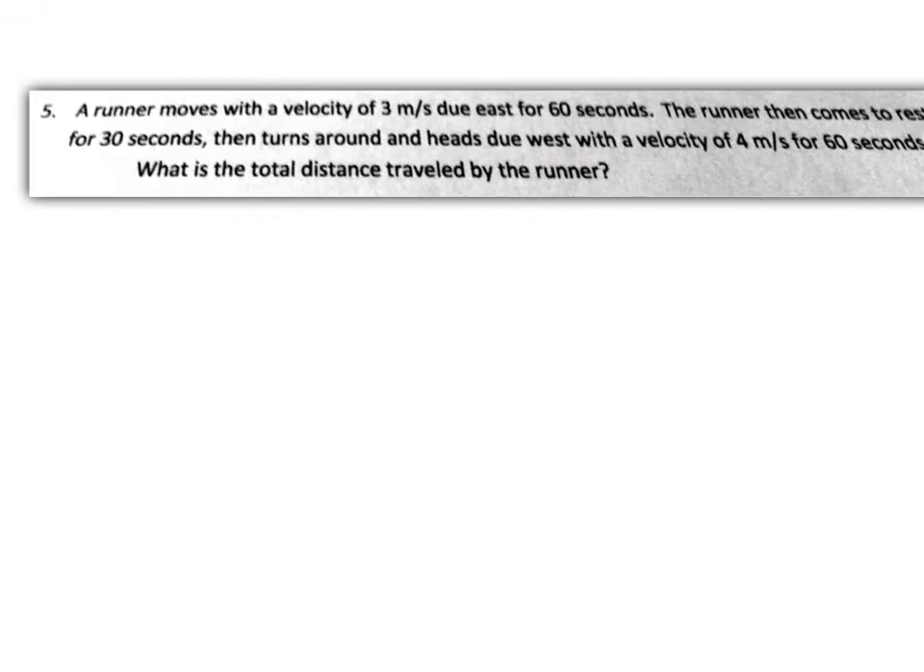Alright, a runner moves with a velocity of 3 meters per second due east.